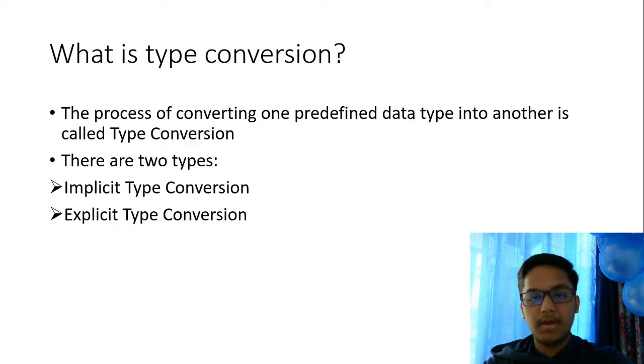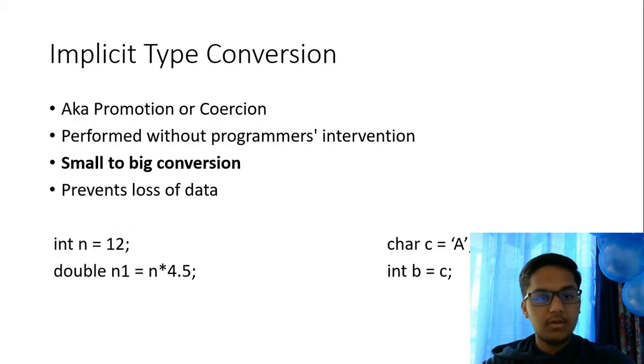It can be anything from double to integer, integer to double, float to double, double to float, and there are various other examples. There are two main types of conversions: implicit type conversion and explicit type conversion. We'll be looking into both of these. First, we'll look into implicit type conversion.